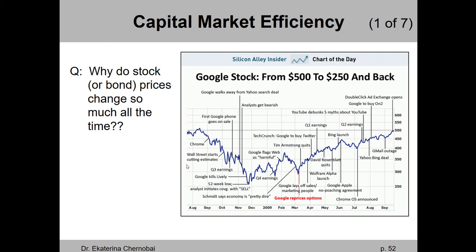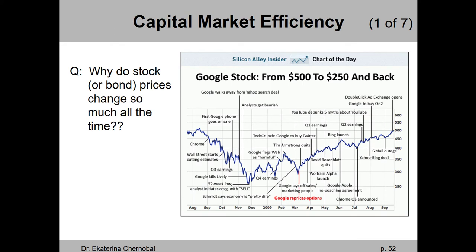In the next few minutes, I would like to explain the topic that is known as capital market efficiency. It has to do with why stock prices, or maybe not stock but bonds or other financial securities, but let's stick to stocks. Why do stock prices change so much all the time? You might know that stocks for Apple, Facebook, Google, and thousands of other companies are fluctuating on a daily basis. Why is that? That's what this topic is about.